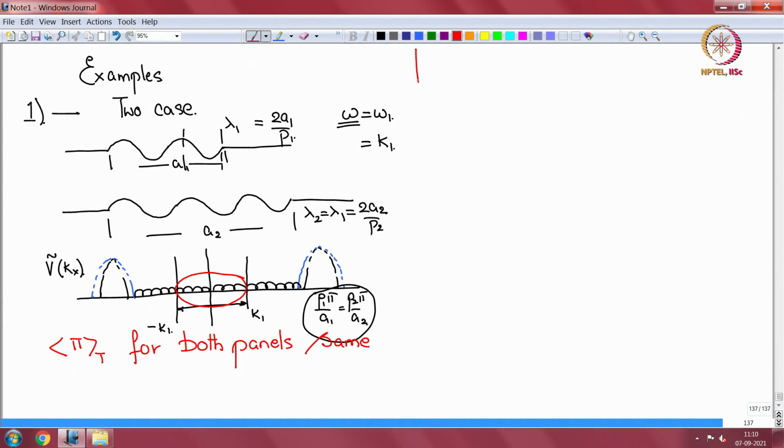Now what about radiation efficiency? Radiation efficiency sigma, one of the terms in the denominator is the area of the panel. So now in the numerator, the actual power from the panels is the same for both, but in one case the area is bigger. So this case, where the area is bigger, will have lower radiation efficiency.